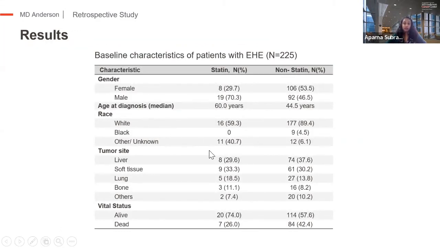We were able to identify a cohort of 225 patients, of which 27 patients had statin use recorded, and 198 patients had no statin use. We see that age of diagnosis was higher for the people in the statin group compared to the non-statin group. The population was predominantly white, and the liver was the most common site of primary tumor of EHE. Of the statins that were recorded, atorvastatin was the most common, with 14 patients having received atorvastatin.